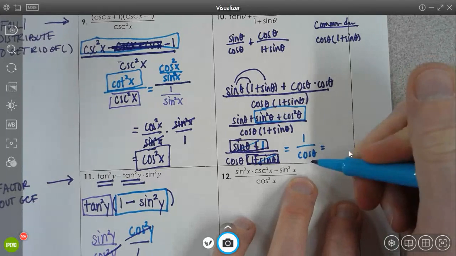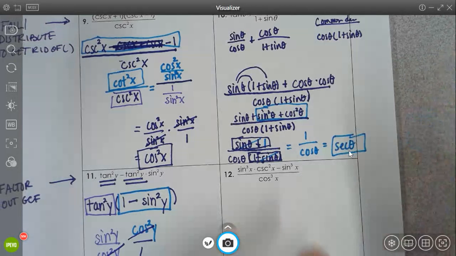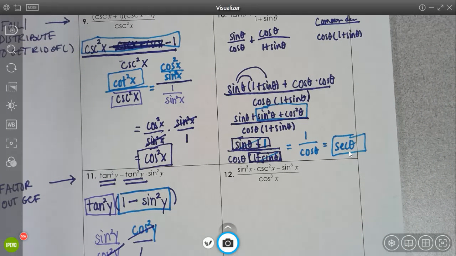And if I use my reciprocal identities, I can simplify this one step further and make that secant theta. So notice in this problem, we use that strategy of combining two fractions together. And then once we combined those fractions, we cleaned up the numerator by distributing. And then we looked for those Pythagorean identities to try to further simplify that numerator.